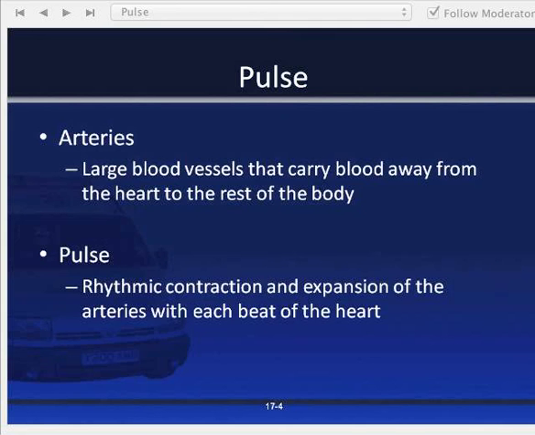Arteries are large blood vessels that carry blood away from the heart to the rest of the body. Blood is forced into the arteries when the heart contracts. A pulse is the rhythmic contraction and expansion of these arteries with each beat of the heart. A pulse can be felt anywhere an artery passes near the skin and can be pressed against firm tissue such as a bone.